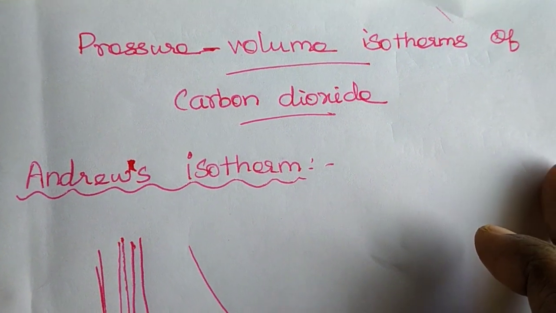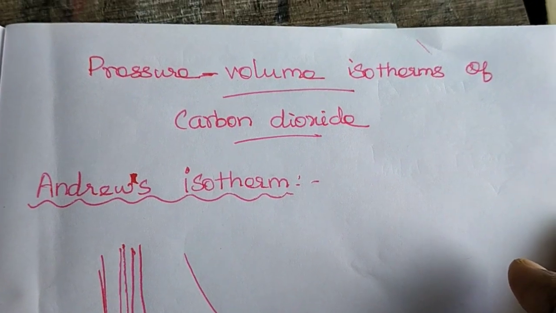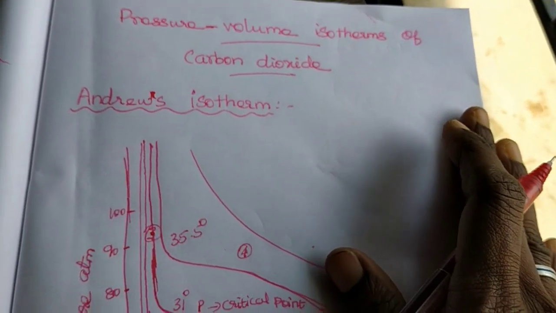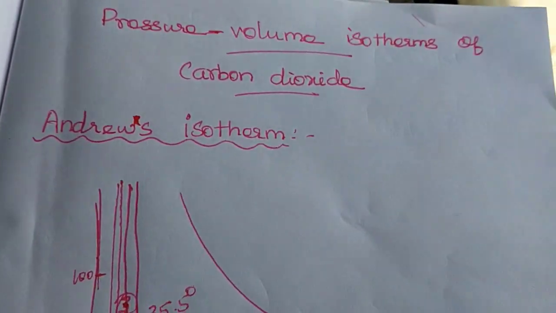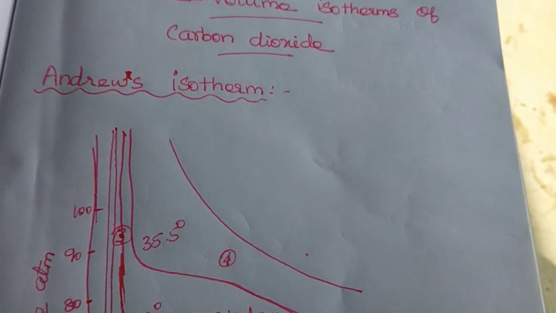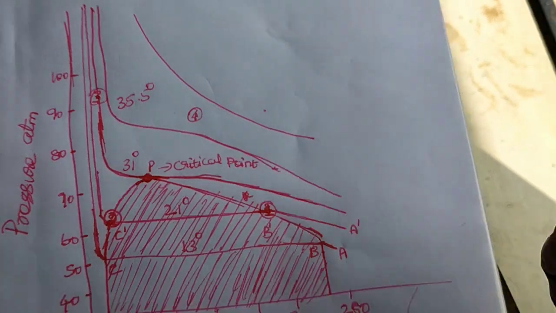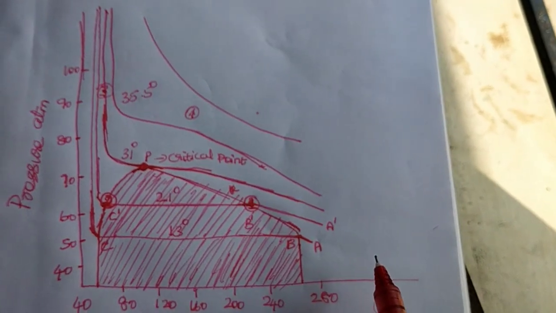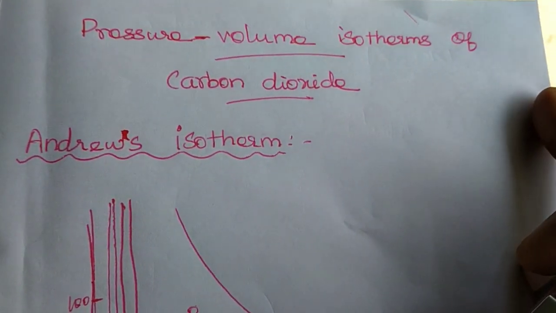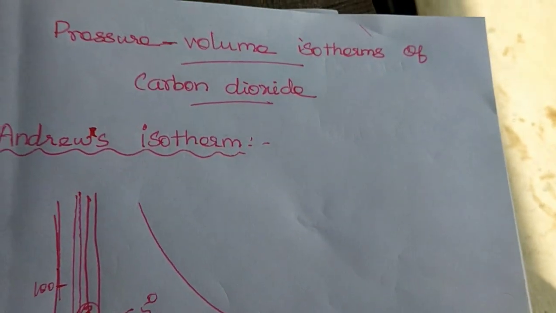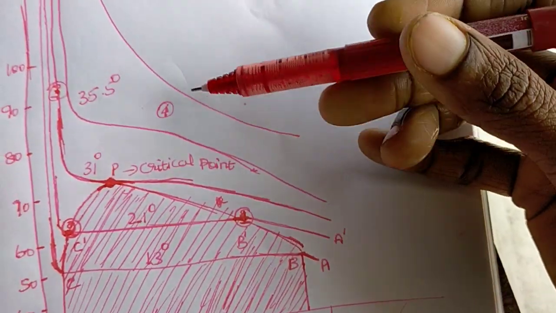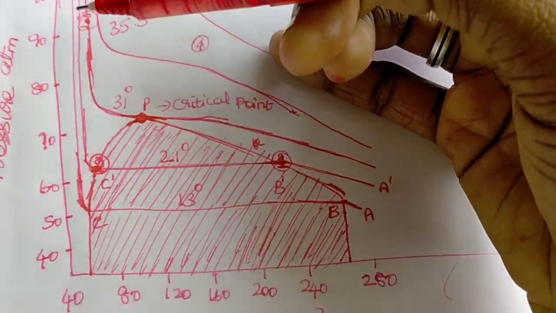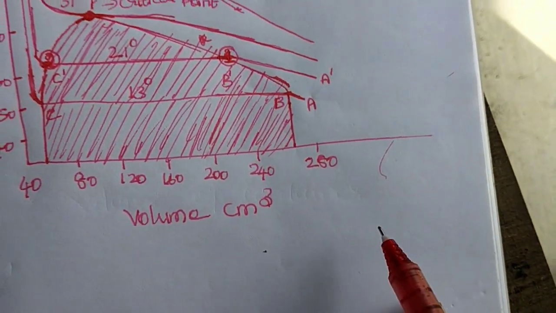Next topic is pressure volume isotherms of carbon dioxide. It is mainly explaining the pressure and volume isotherm of carbon dioxide, which was explained by Andrews. So we can call this Andrews' isotherm. So what is an isotherm? These lines given here are known as isotherms. So how to explain this pressure volume isotherm? How to relate pressure and volume in the isotherm, that means in this line. Okay, so plot pressure on the y-axis and volume on the x-axis.